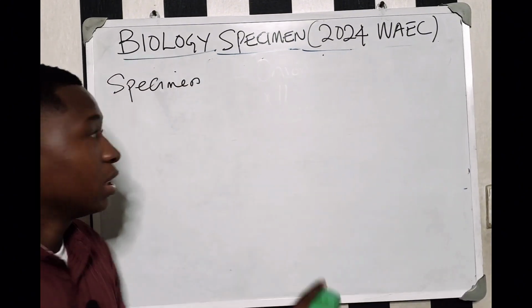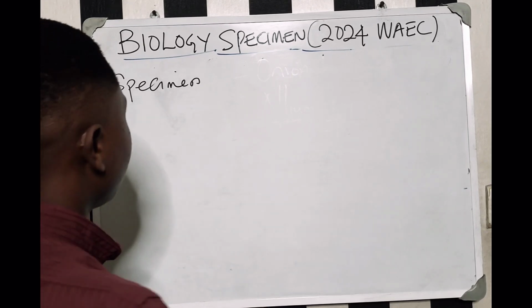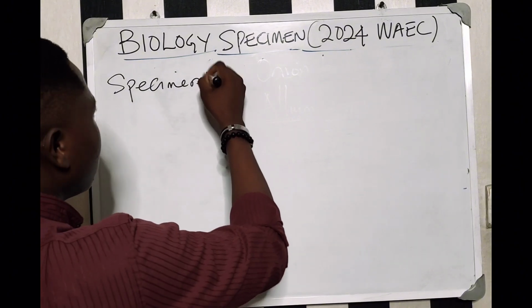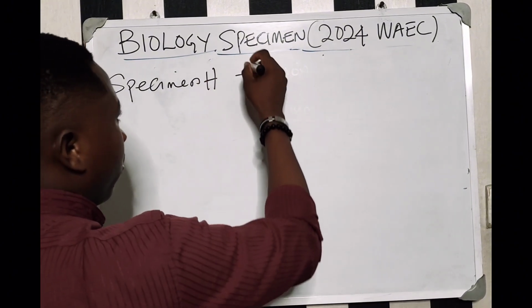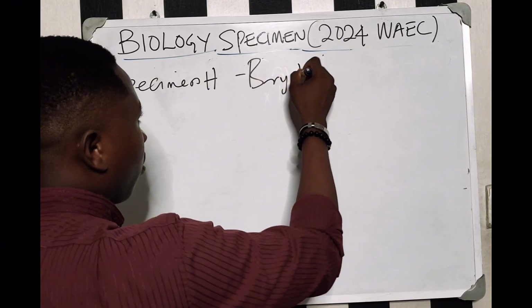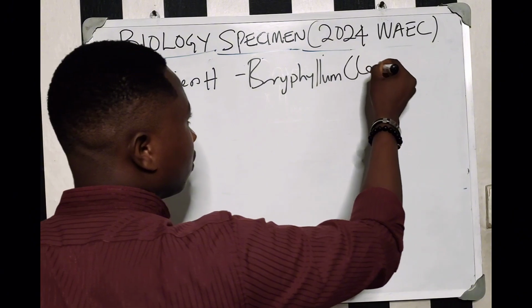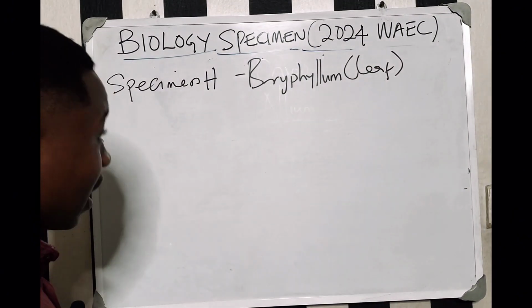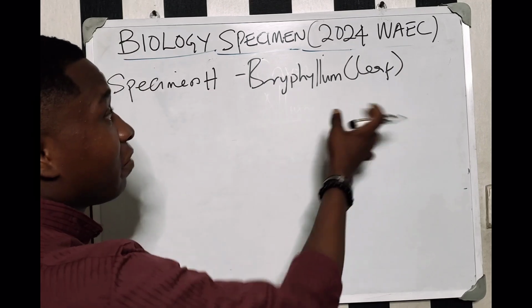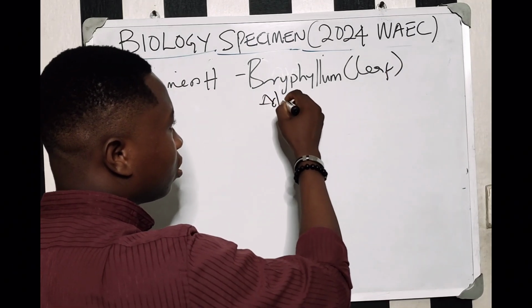So the next specimen is specimen H. Now specimen H is known as Bryophyllum. Now they ask for the leaf of Bryophyllum. They didn't just ask for the leaf of Bryophyllum, they asked for the leaf of Bryophyllum that has adventitious roots.